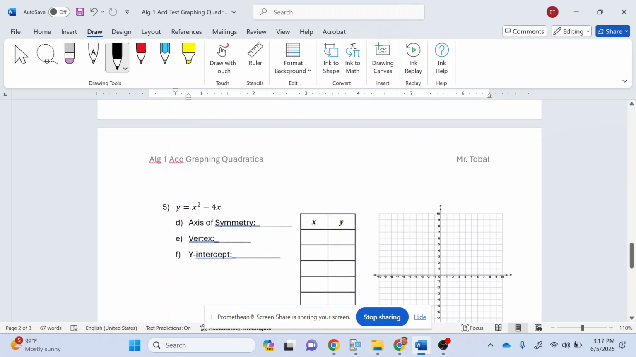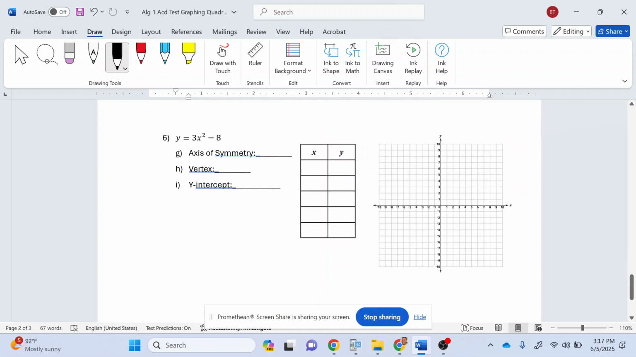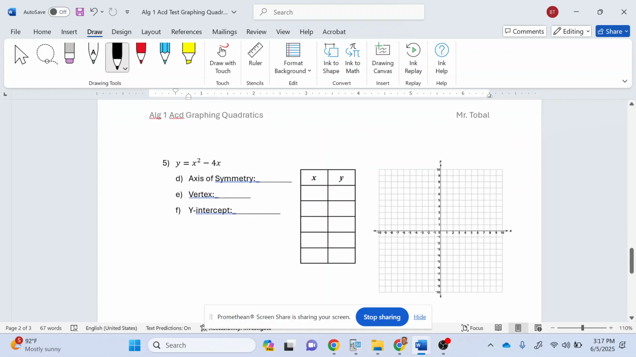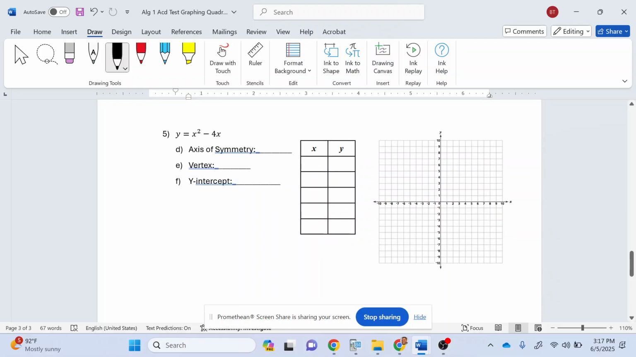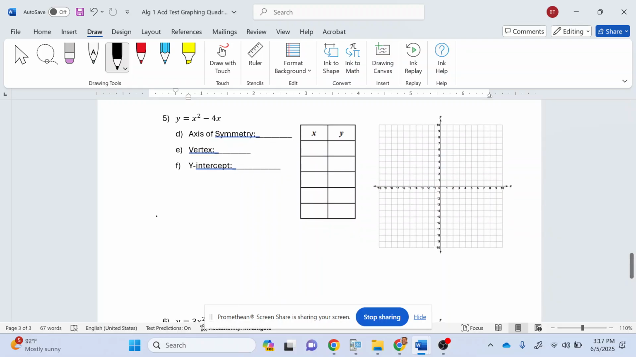Let me just see what these are. Number 4 is a lot alike. I just want to do number 5 because that's a unique one. So let's talk about number 5. Number 5, so that's on the next page.